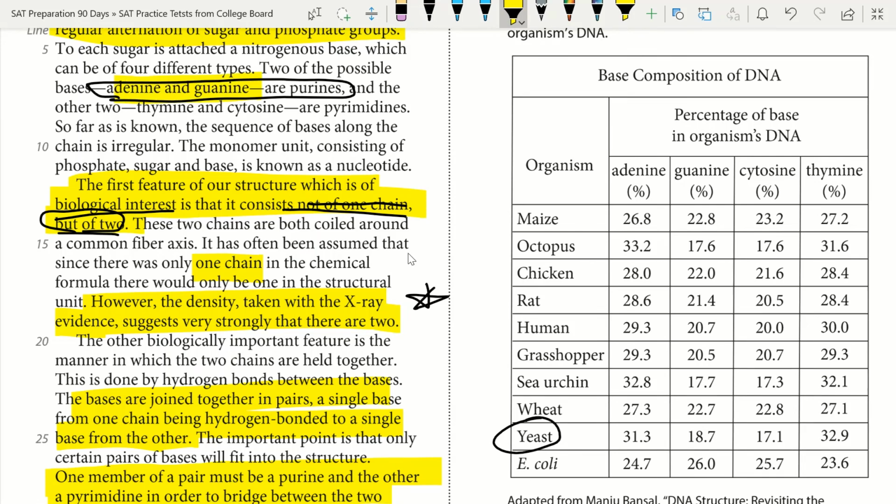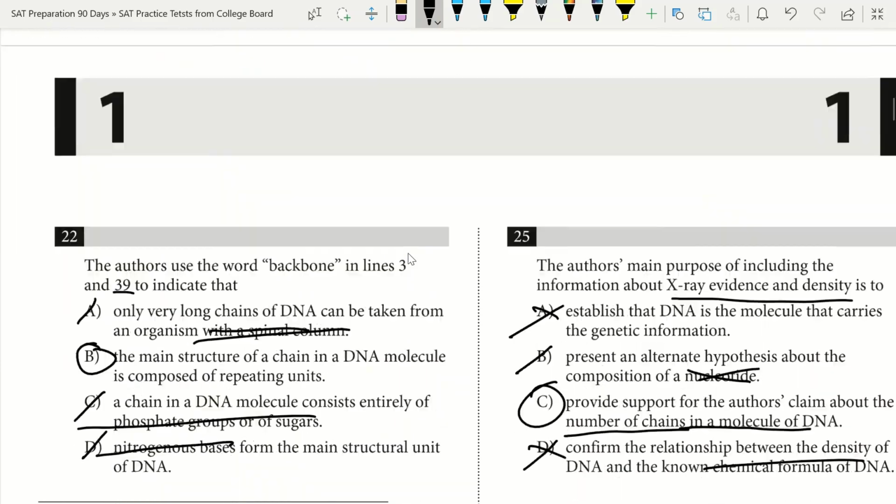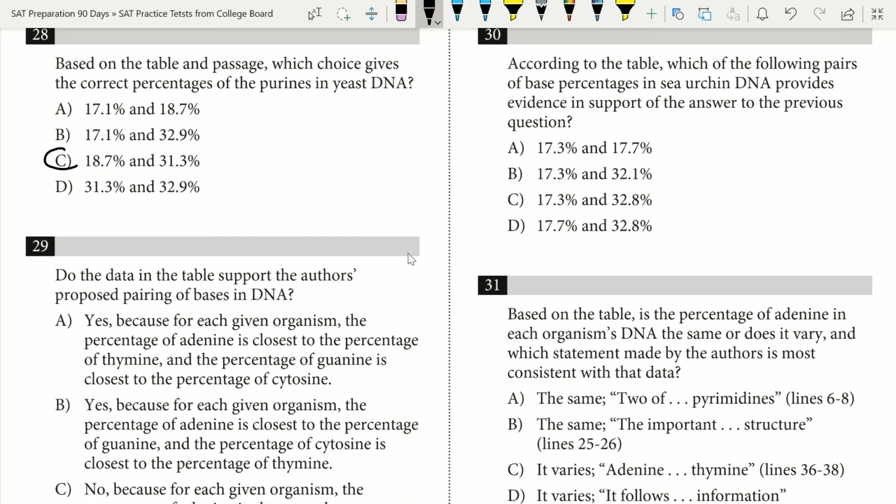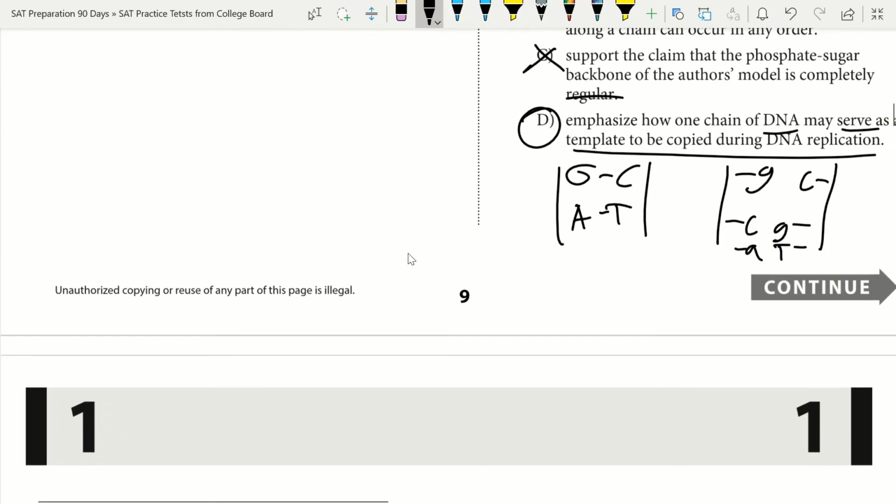I'll highlight that over here and highlight it over here, adenine and guanine. So we're going to have 31.3 and 18.7. That'll be our answer for this one. So 31.3 and 18.7. That's going to be answer choice C for 28. So we know that 28, our answer will be C. All right, moving on to question 29.